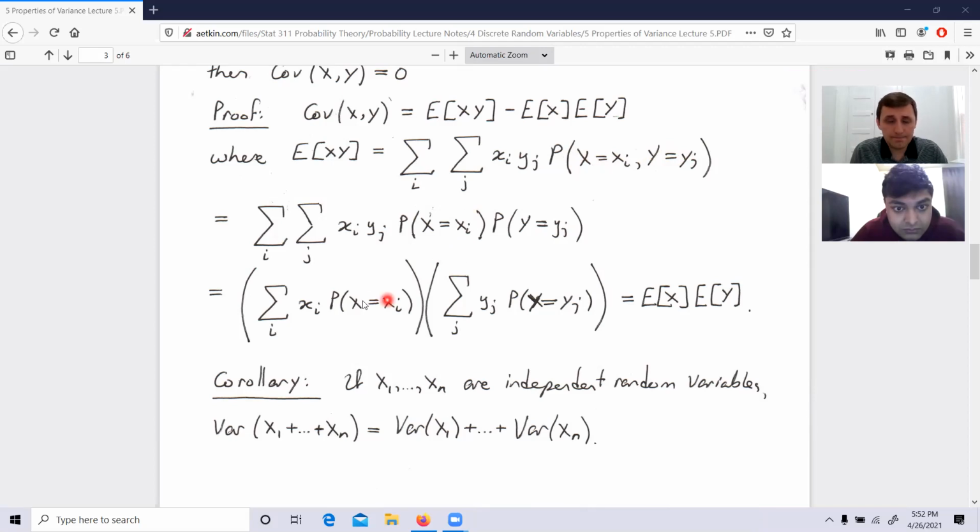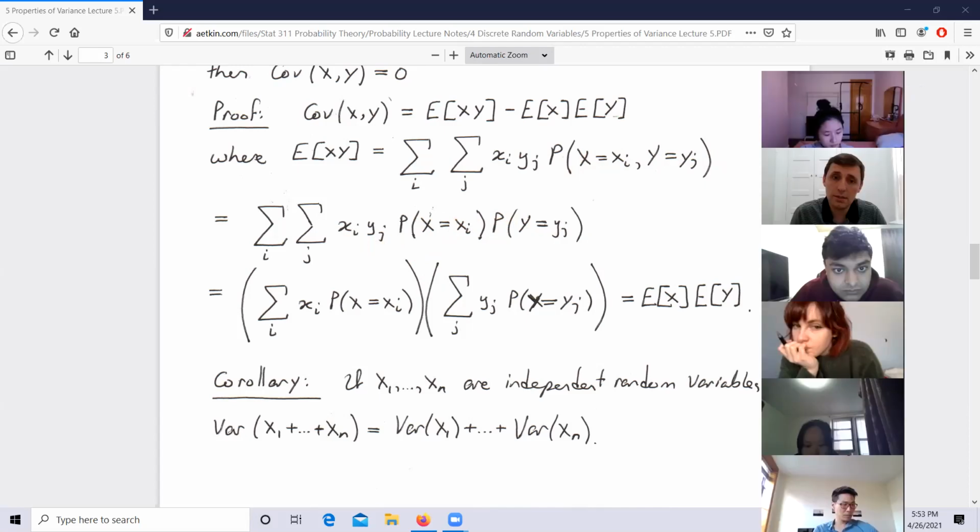The other is of course that the probability of an intersection here, x equals to xi and y equals to yj, that's the intersection of events. That must be equal to probability that x is equal to xi multiplied by probability y equals to yj. That's independence. Everybody understands that. Very important. Right? No need to be shy. If you do not, just let me know.